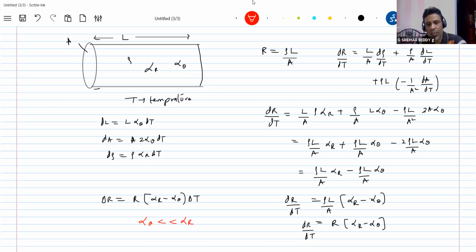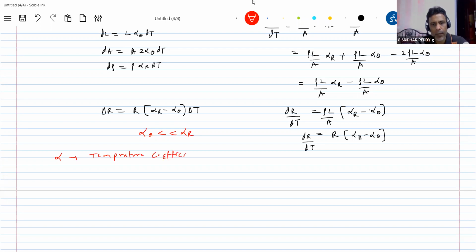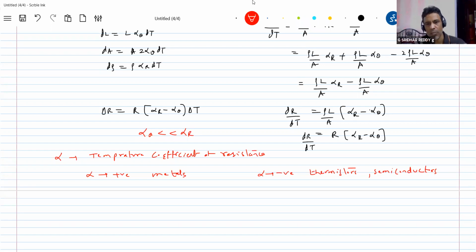Okay, this is about that. So now what is alpha for a metal? This is called the temperature coefficient of resistance. And this alpha will be positive for most of the metals like copper, aluminum, all. And alpha will be negative for some materials like thermistors and semiconductors. There, what will happen for alpha?